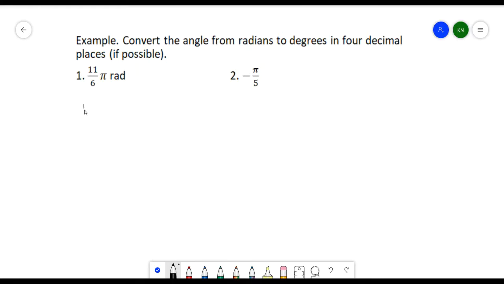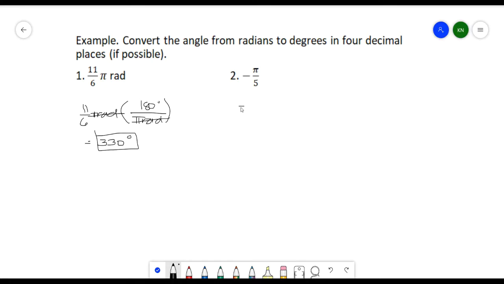Just rewrite this one. We have 11 over 6 and we have the pi rad. Then we'll need to multiply that with 180 degrees divided by pi rad. So meaning to say pi rad here can be cancelled. This is also can be cancelled. Meaning to say 11 over 6 multiplied by 180, that is equivalent to 330 degrees. So this is now the equivalent degree of our radian here.